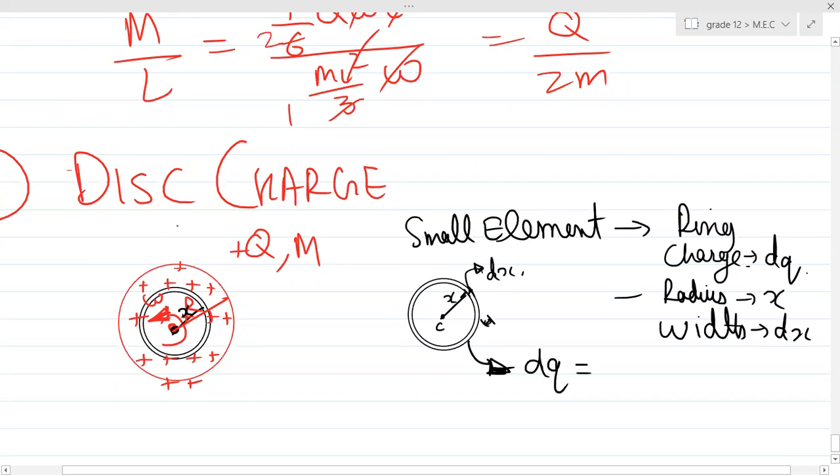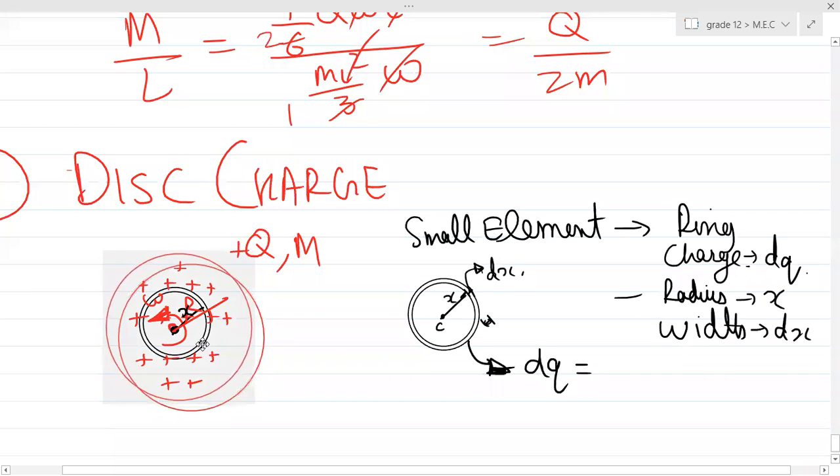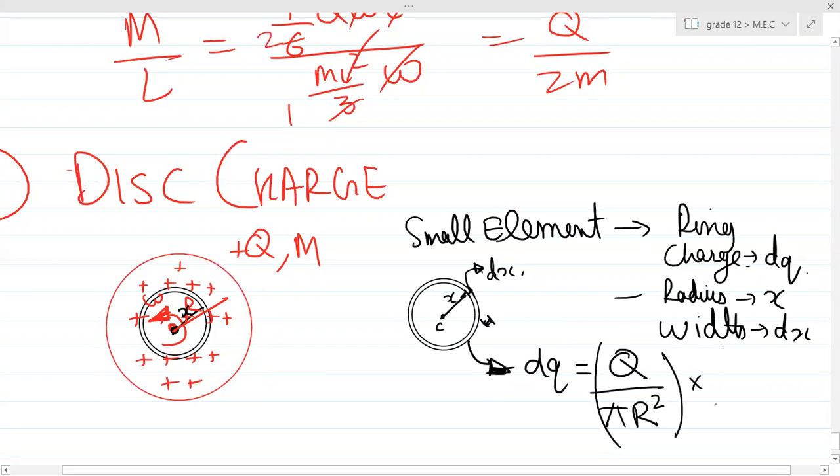Now, can you see over here, guys? This disk is getting a uniform charge distributed all over its area, multiplied by what is the area of the ring? What is the area of the disk? Pi x square. 2 pi x is basically the length, multiplied by dx.